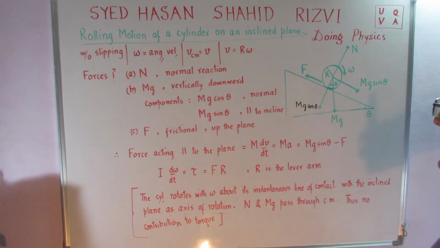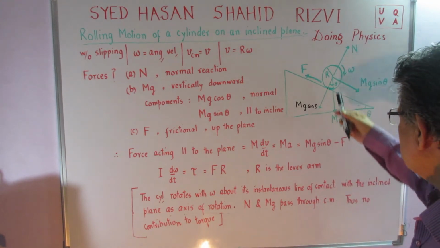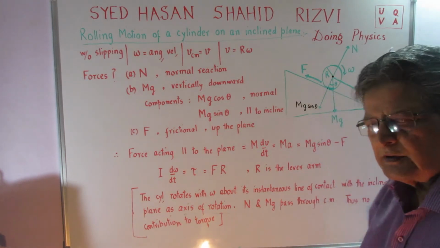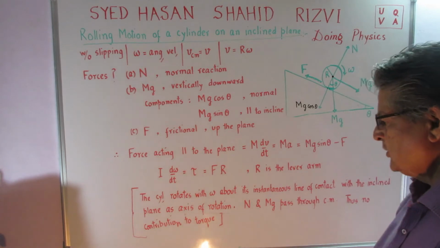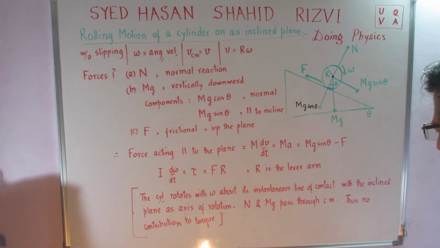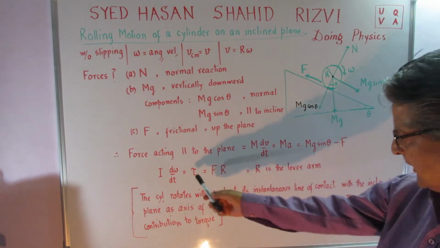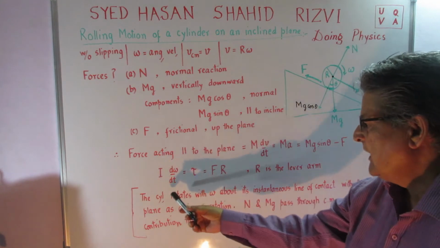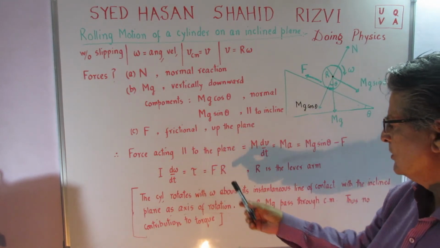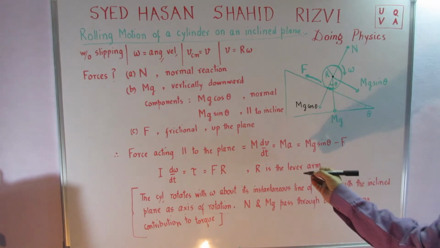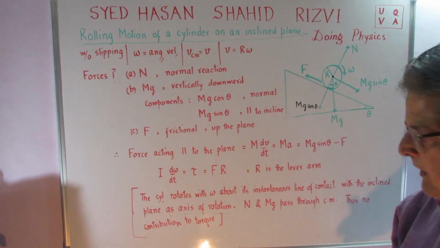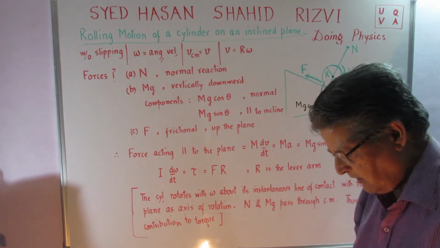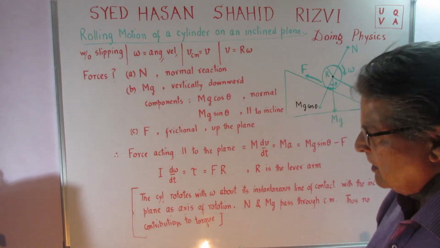Now N and mg pass through the center of mass of the system. Therefore their contribution to the torque will be equal to 0. They have hardly any contribution to the torque. So the sole contribution is because of F, and I d omega over dt, which is the torque, is equal to FR, where R is the lever arm. In this case R is also equal to the radius of the cylinder under rolling motion.